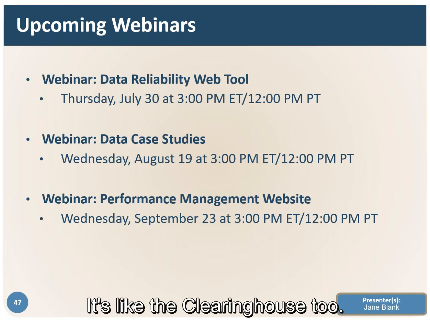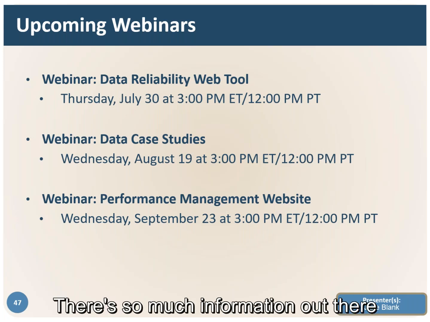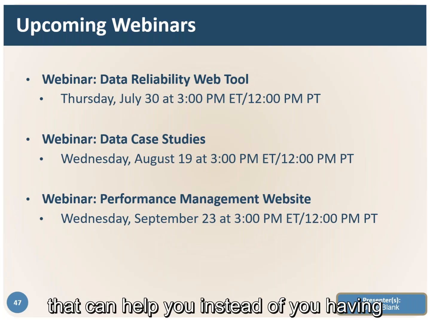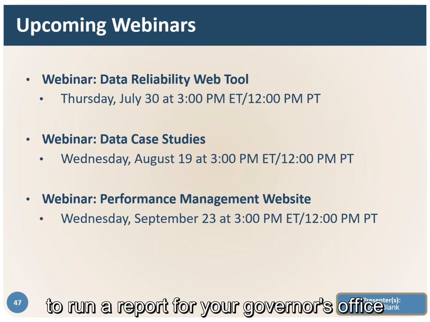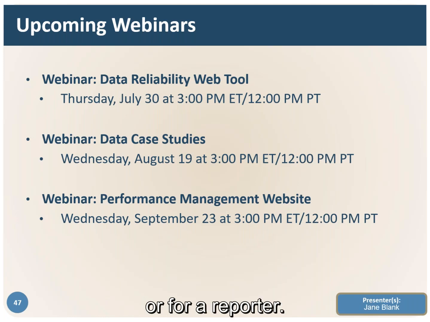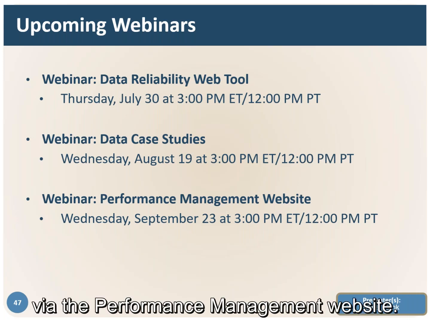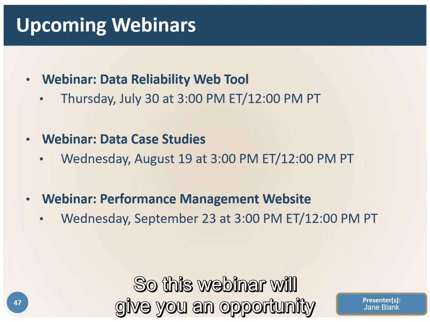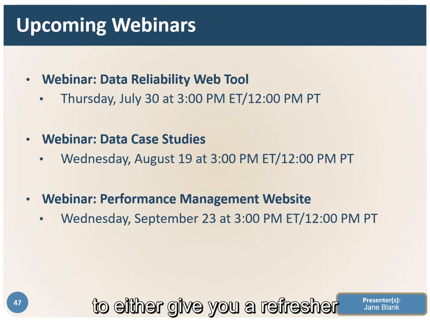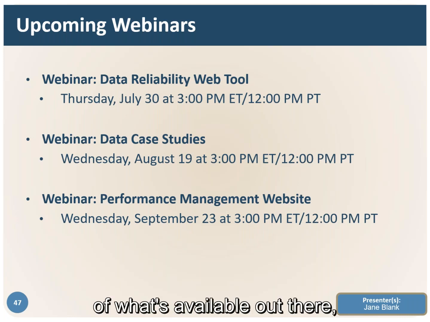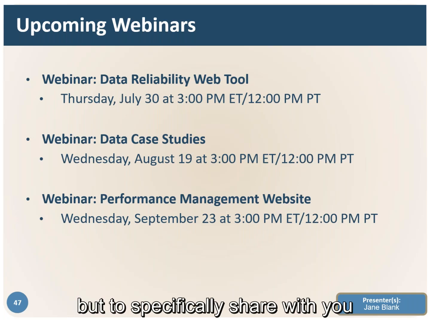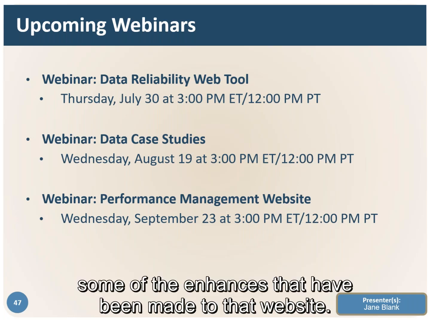It's like the clearinghouse too. There's so much information out there that can help you, instead of you having to run a report for your governor's office or for a reporter. There might already be information that's accessible to you, either via the clearinghouse or via the performance management website. This webinar will give you a refresher of what's available out there, but very specifically share with you some of the enhancements that have been made to that website.